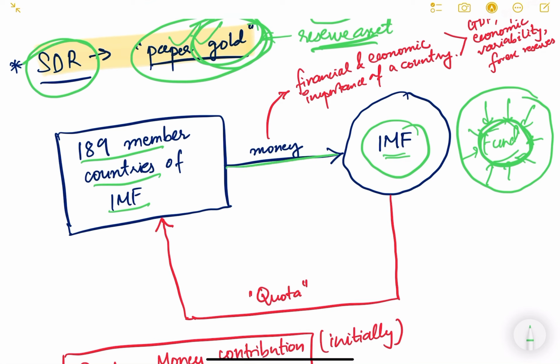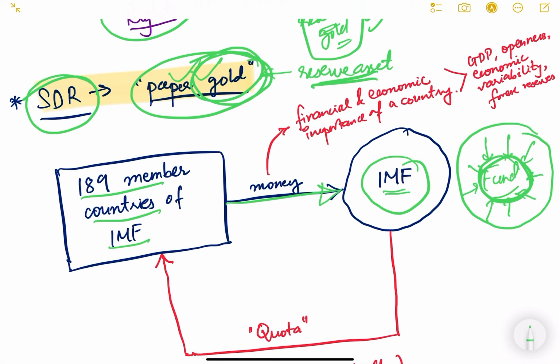189 member countries are contributing money to the IMF. Okay, they are giving some amount of money to the IMF. Now which country will give how much money will depend on the financial and economic importance of that country. So the bigger the country, the richer the country, the more it will contribute, right? So the US, UK, Japan, China, all these big countries will give more money to the IMF kitty. So this is the IMF kitty. Okay, and this economic and financial importance will depend on GDP, openness, economic variability, and forex reserves.